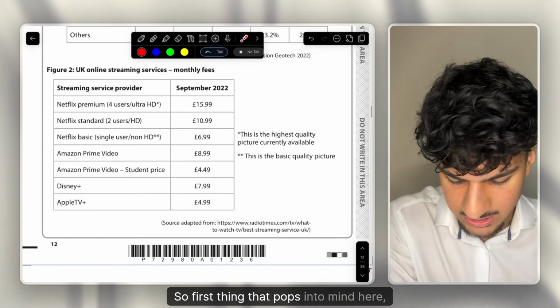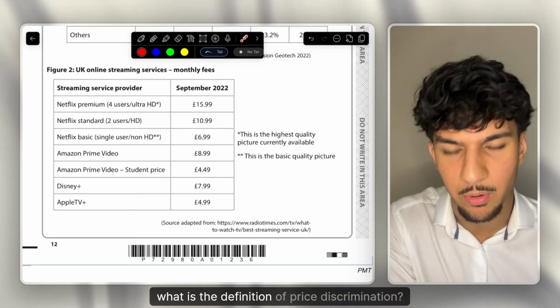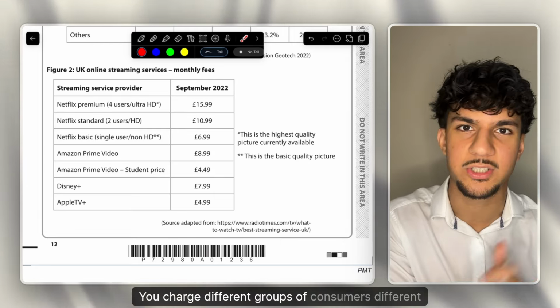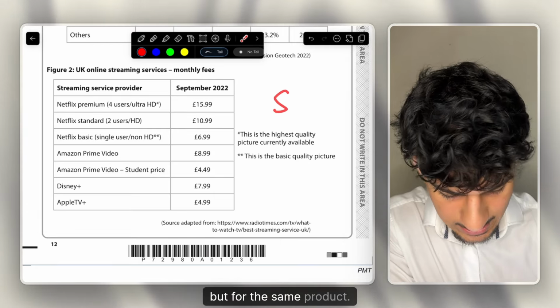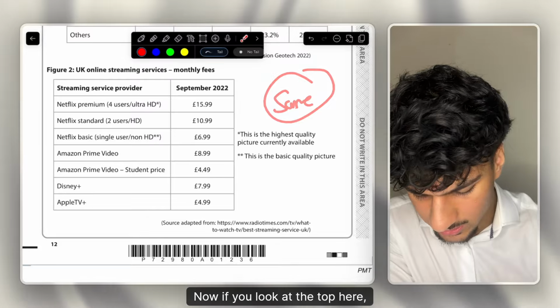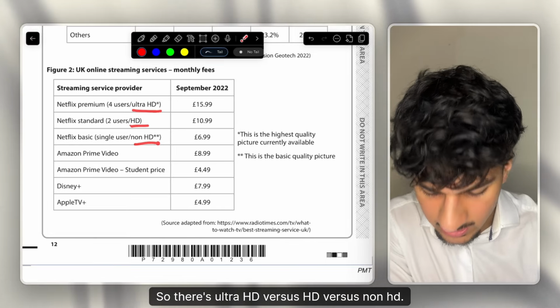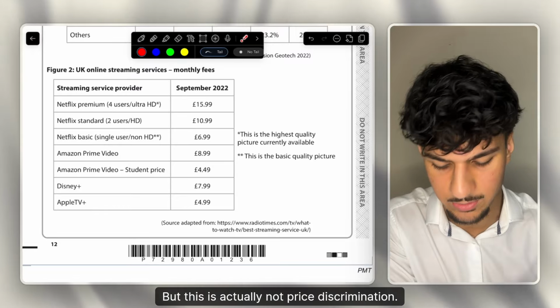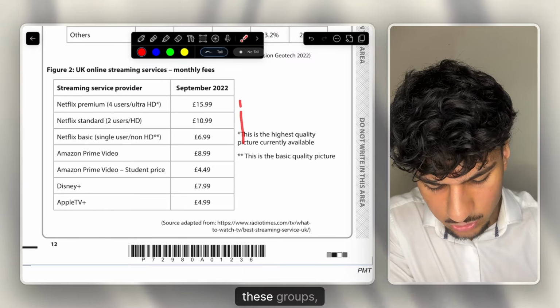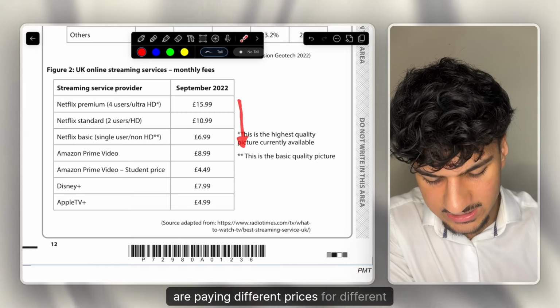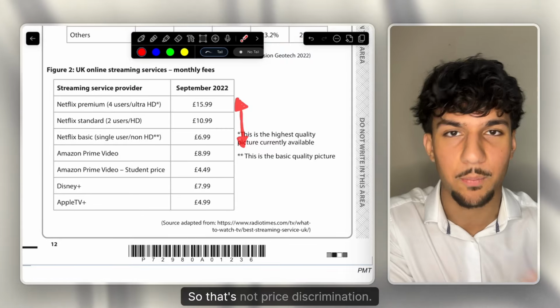So the first thing that pops into mind here: what is the definition of price discrimination? You charge different groups of consumers different prices, but for the same product. Now, if you look at the top here, what is the difference? There's Ultra HD versus HD versus non-HD. But this is actually not price discrimination. Why? Because these groups of consumers are paying different prices for different products. So that's not price discrimination.